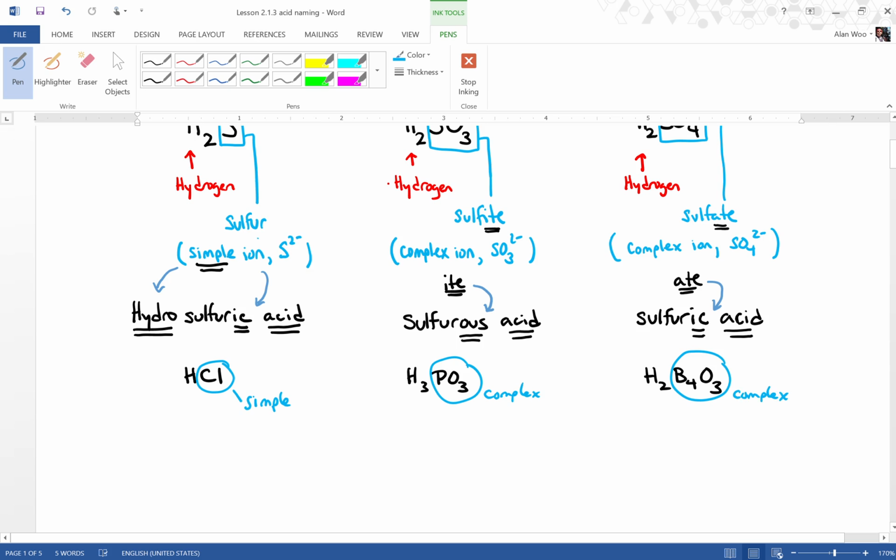Of the complex, we take a look at what their names are. So PO3 is called phosphite. So it ends with ITE. B4O3 is called tetraborate. So it ends with ATE. So now you apply the naming rules that we have explained from the previous question. You can pause it here, figure out what the names of the acid are, and then once you resume, I will give you the names that you should have gotten.